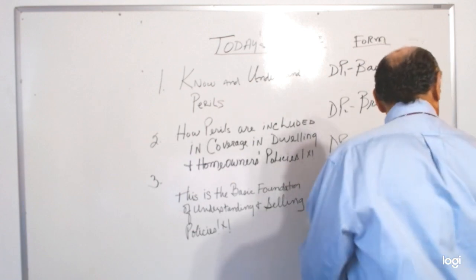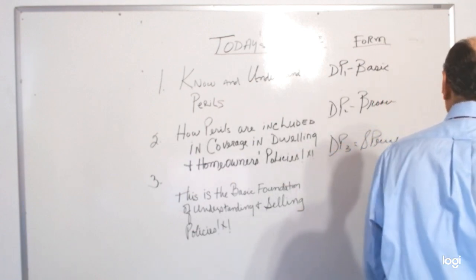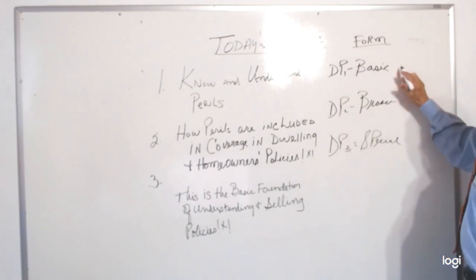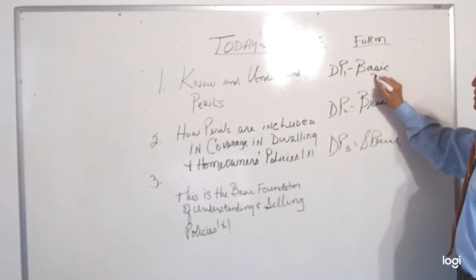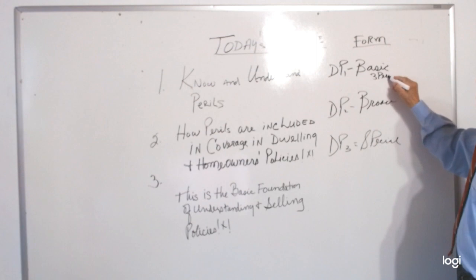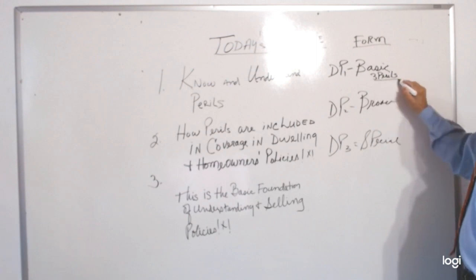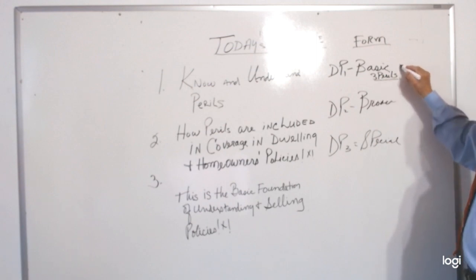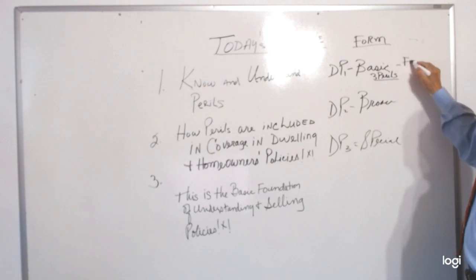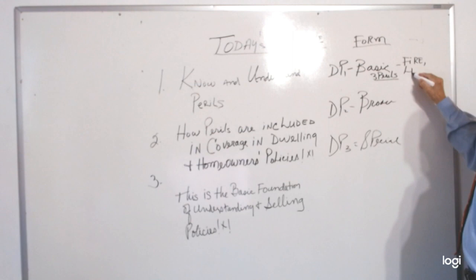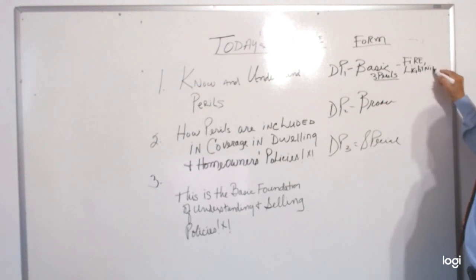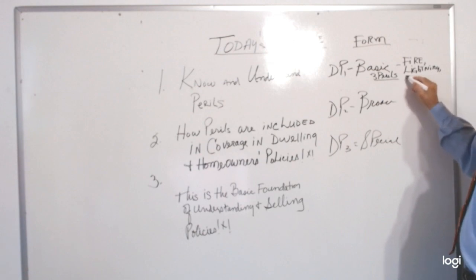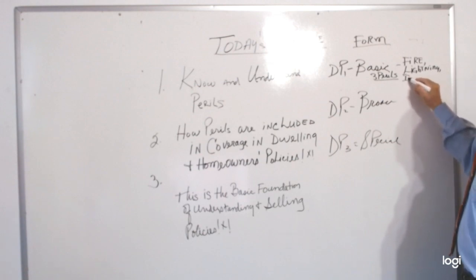And yes, if you notice carefully, in basic we'll have only three perils which are covered, and it's cheap. Number one, we have the basic fire. Everybody has fire insurance: fire, lightning, and internal explosion.